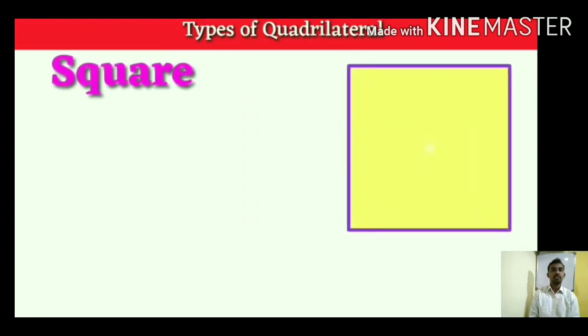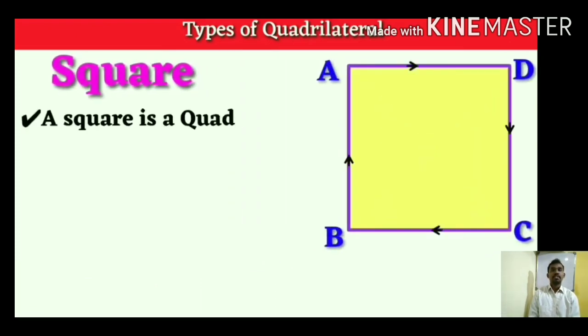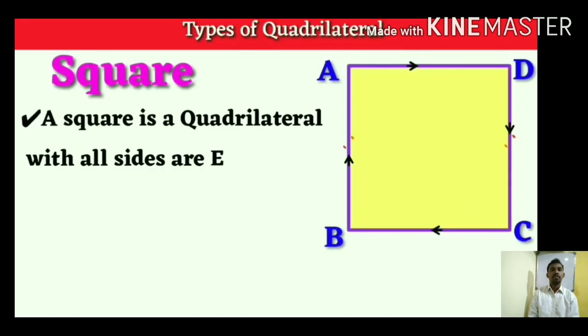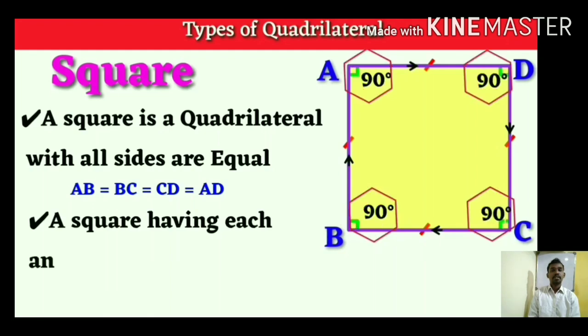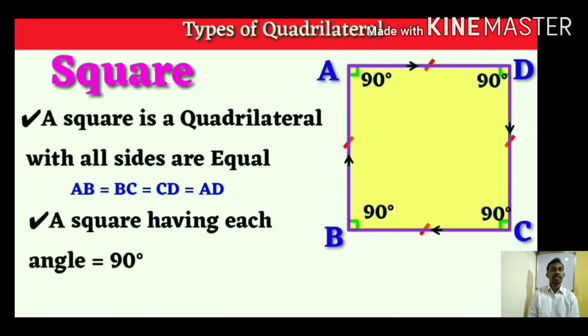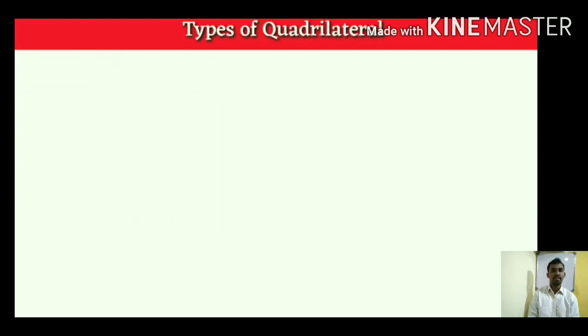Second one is square. A square is a quadrilateral with all sides equal. That means AB is equal to BC is equal to CD is equal to AD. A square has each angle equal to 90 degrees. That means angle A is equal to angle B is equal to angle C is equal to angle D.